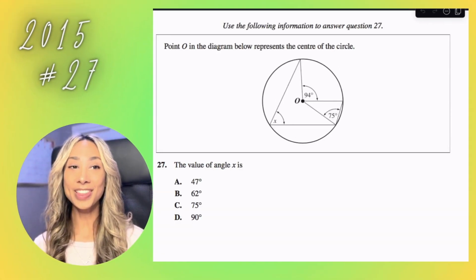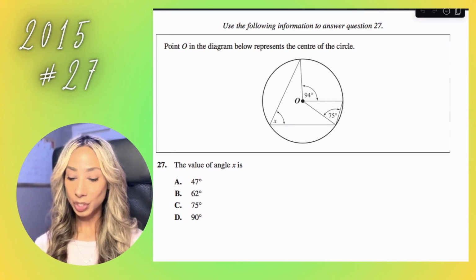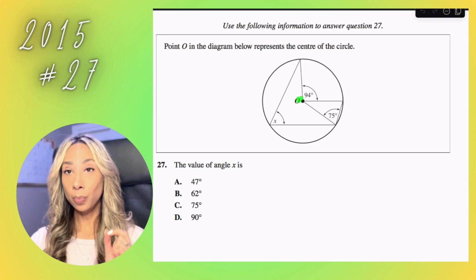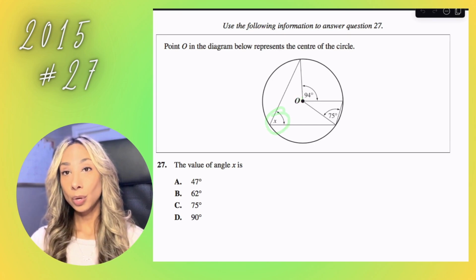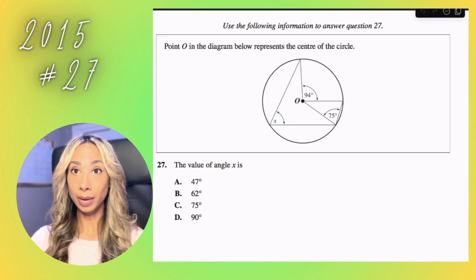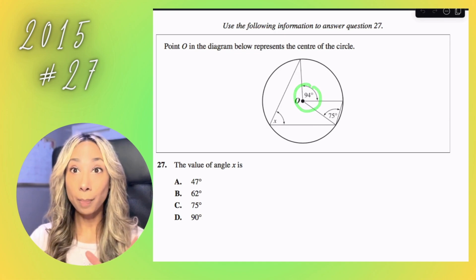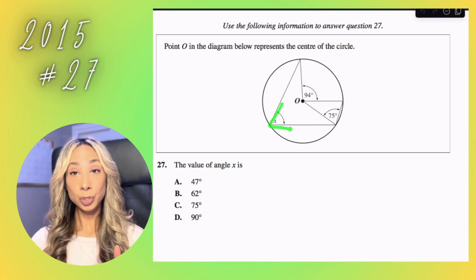Okay, last question here. This is number 27. And so what we want to do is we've got point O in the center of the circle, and we want to figure out the value of x. So a couple of things that are probably coming to mind at this point. We know we have our central angle. We've got part of it anyway, and we've got our inscribed angle.